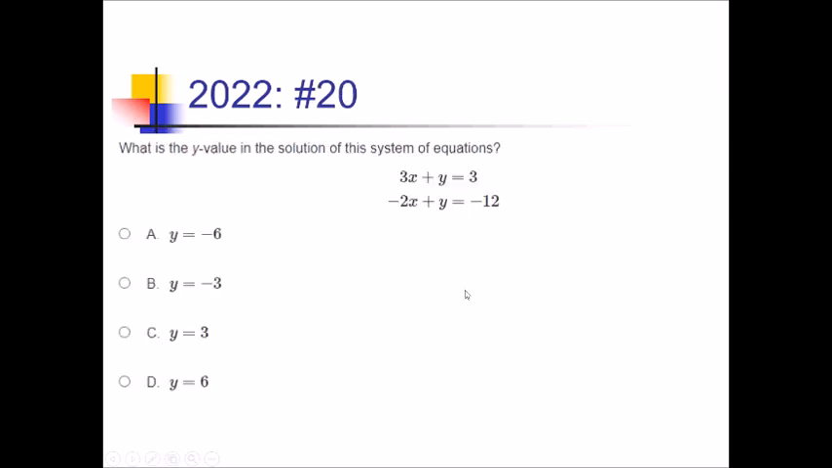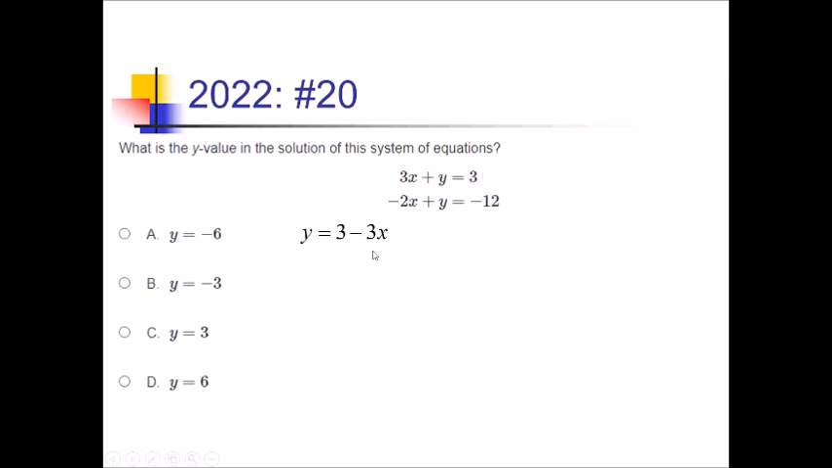On this problem, we're just trying to find the y value in the solution to the system of equations here. You've got a few ways you could do this. You could either use elimination or substitution. I'm just going to go with substitution here. To start things off, I'm going to get y by itself in this first equation. That's going to be subtracting 3x from both sides. So I have y equals 3 minus 3x.